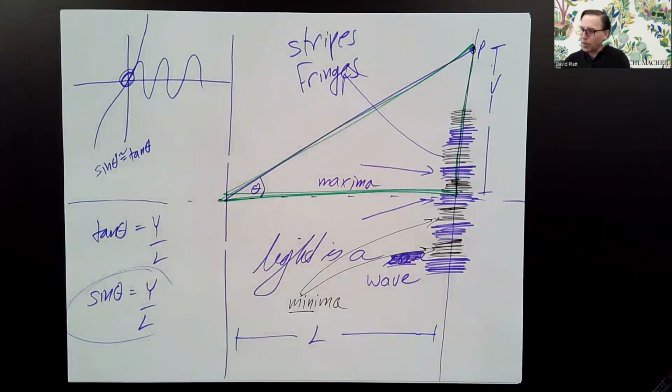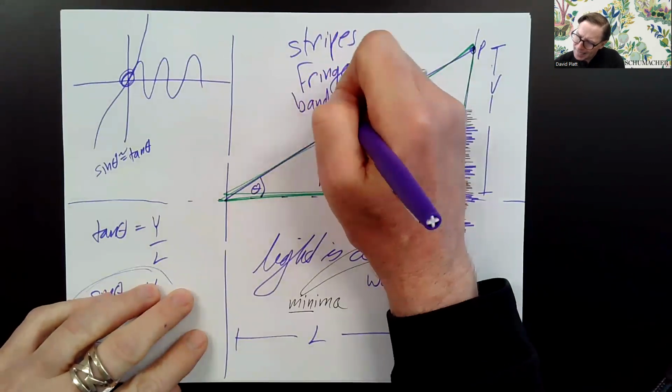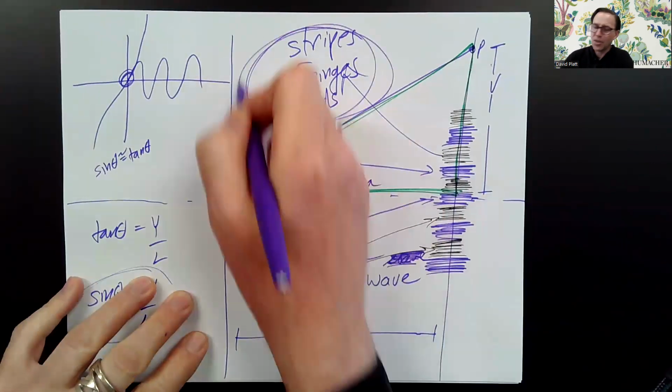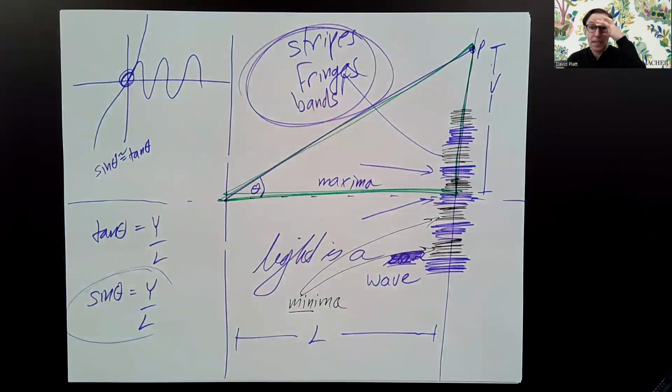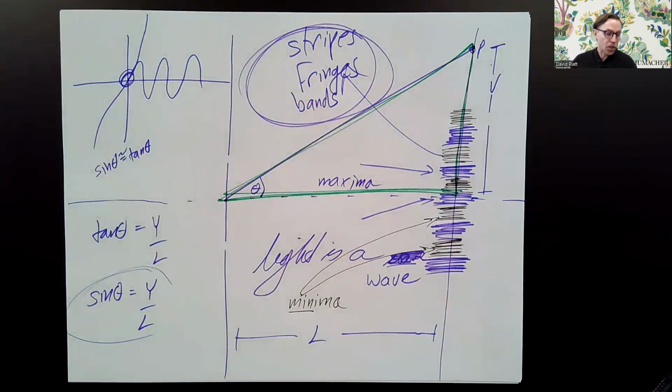Sometimes they're also called stripes, sometimes called fringes, sometimes they're called bands. All of those are synonyms. When you are reading, you need to realize that they all mean the same thing. Sometimes I'll give a whole lesson on fringes, and then the problem in the book will be about bands, and kids are like, what is a band? So anyway, stripes, fringes, bands, all the same. Bright places are called maxima. Bright places are called constructive interference.